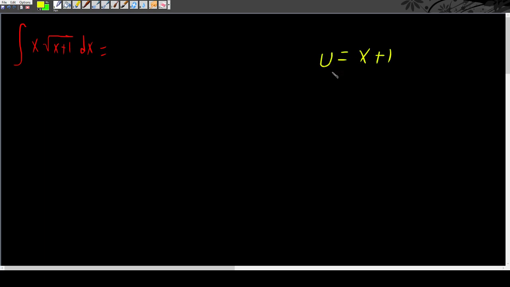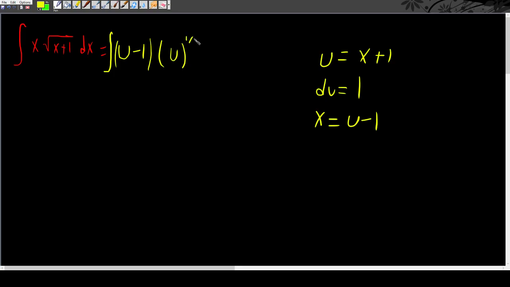First, you need to set u to x+1, because the u is inside of an exponent. You can't have du inside of it. du is equal to 1. And then we want to set x equal to u minus 1. As you can see, this is true. So this is equal to the integral of u minus 1 times u to the 1/2. Now you want to just distribute.